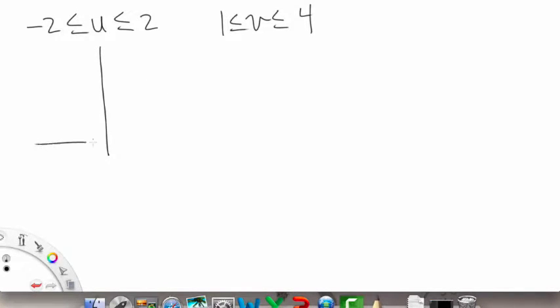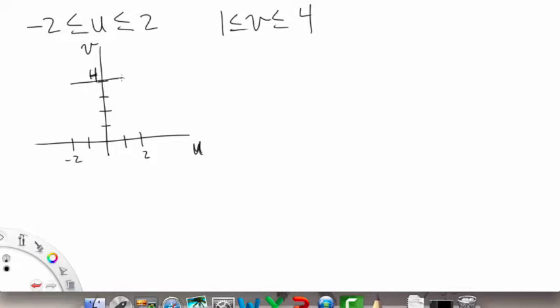Okay, so again, I'll rewrite the intervals here. So we have u going from -2 to 2, and v going from 1 to 4. Okay, so let's map that out here. So we'll have our uv, now we're in the uv plane, right? So uv, and then we have -1, -2, +1, +2, 1, 2, 3, 4. So negative 2 to 2, and then this is 4 up here.